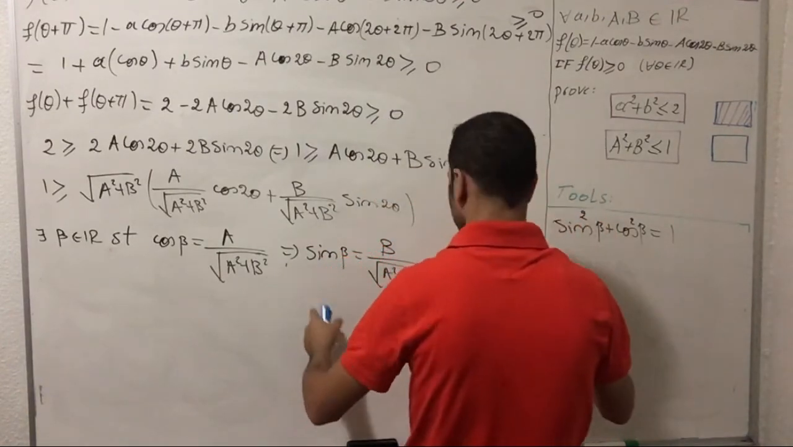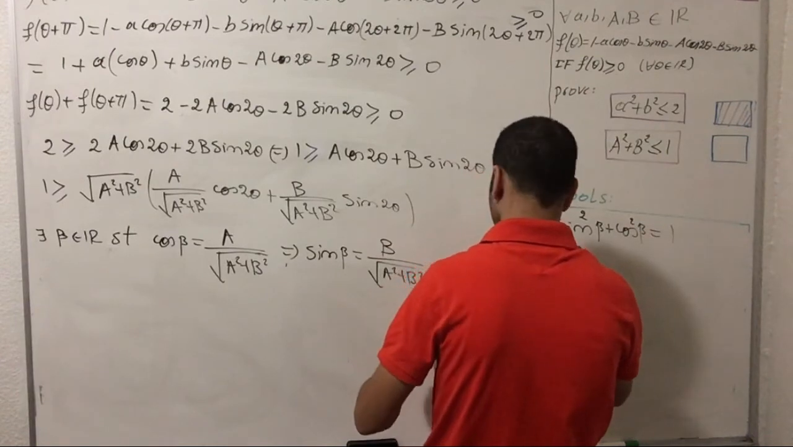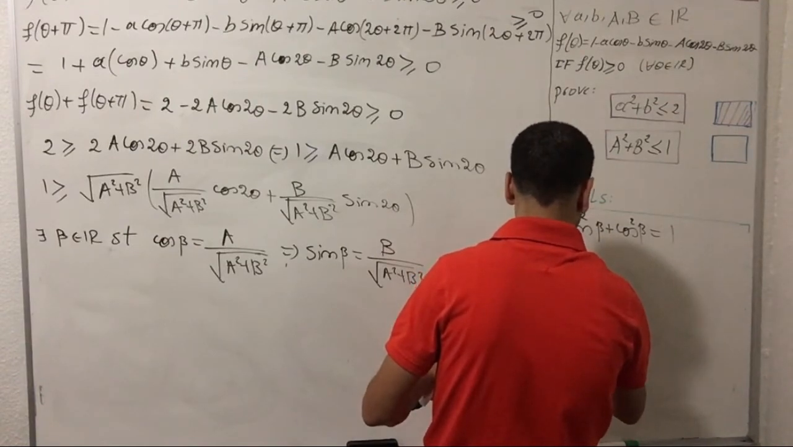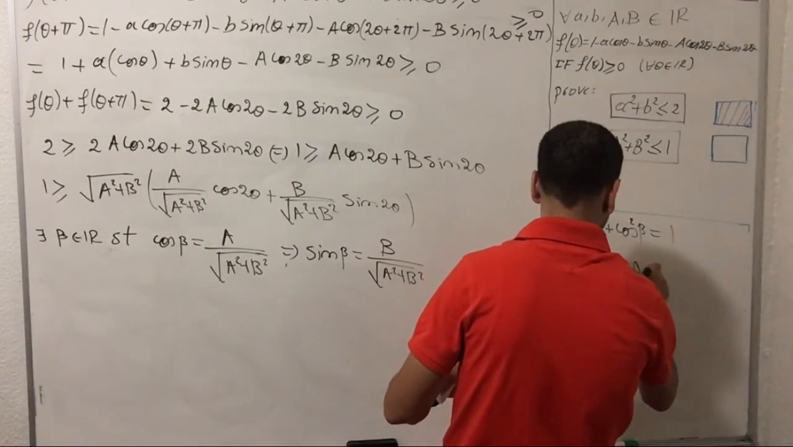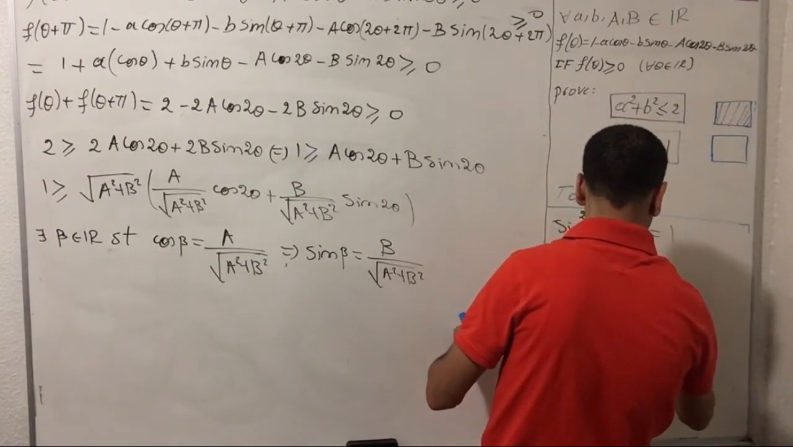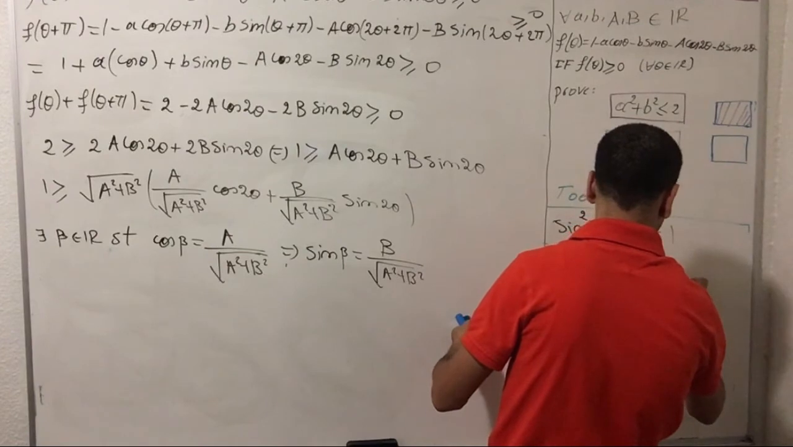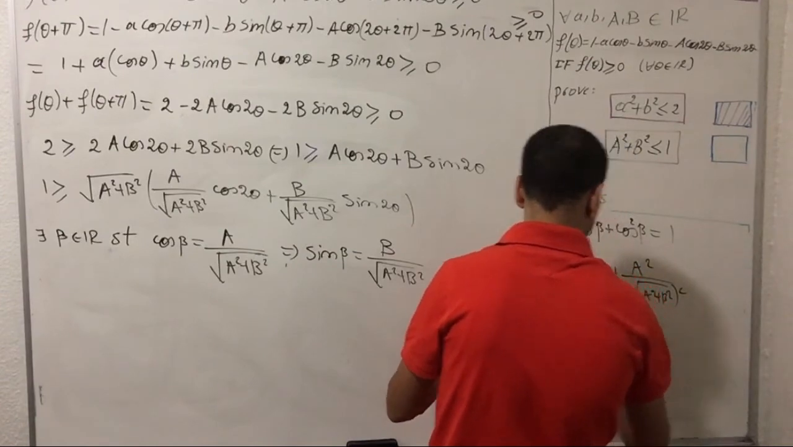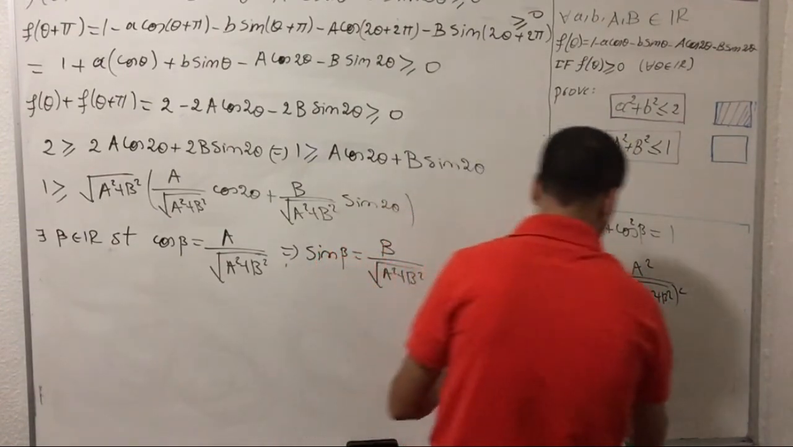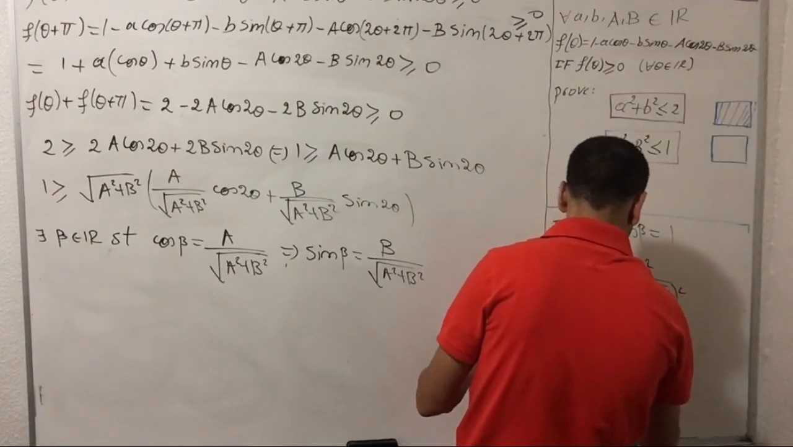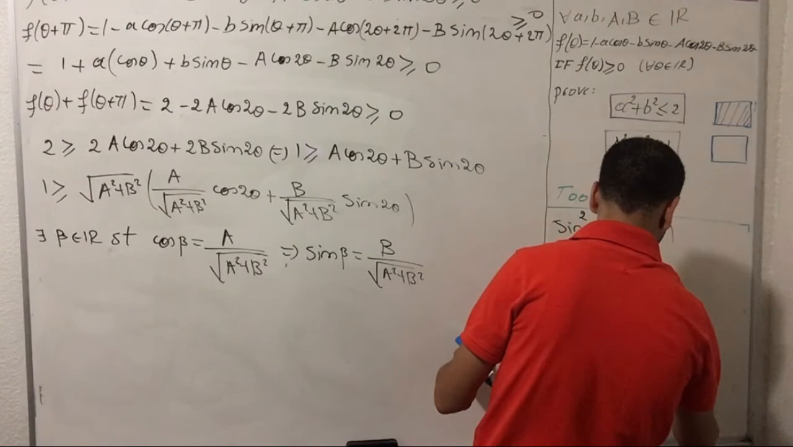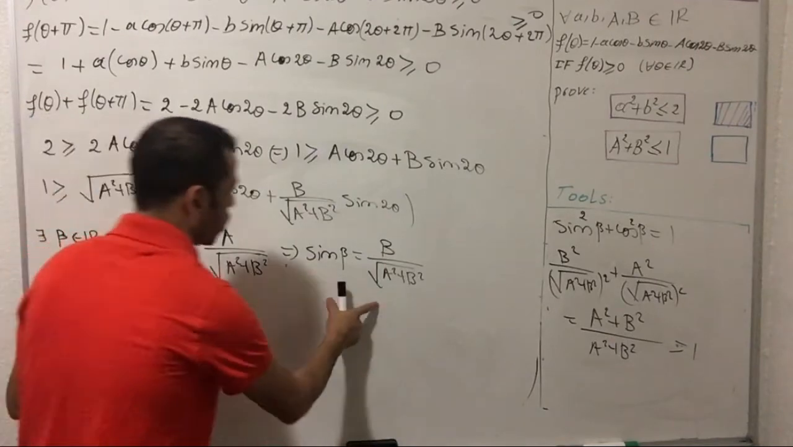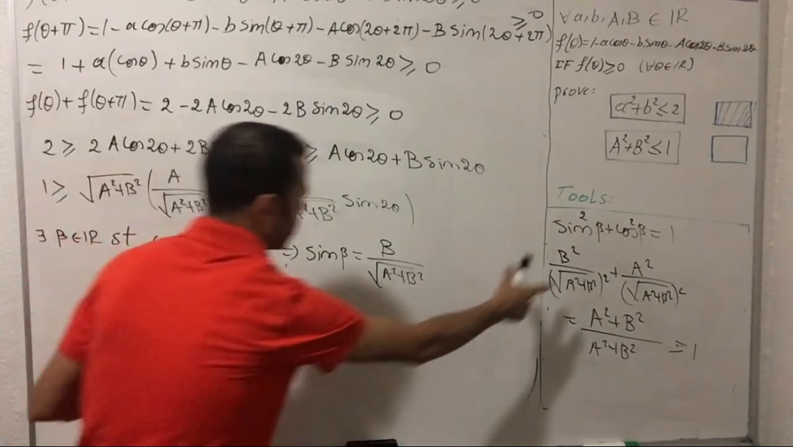Because sine beta square is B square over A square plus B square, plus A square over A square plus B square, okay, as we have before. So this one, I will have the common denominator. I'm going to put A square plus B square as a numerator over A square plus B square as the common denominator. So this one is equal to number 1. So these two equations are verified, okay?